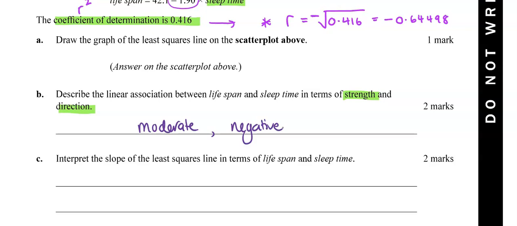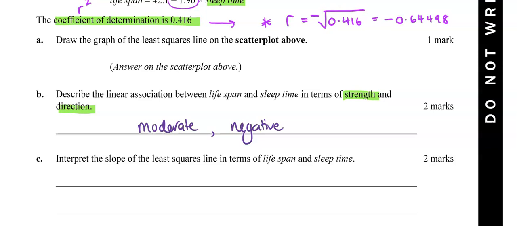Be really careful with a question like this that you don't go on to describe form and outliers when they're not asked for. You only want to give exactly what they're asking for, because if you accidentally make an error, you can actually lose any correct marks that you have already gained. So just state what they're asking for.